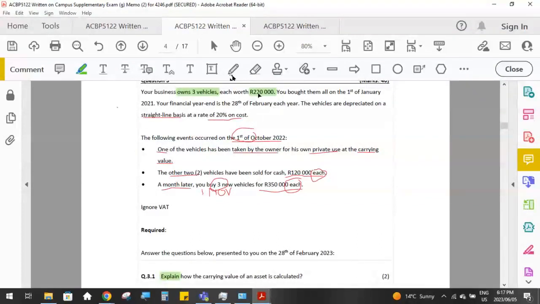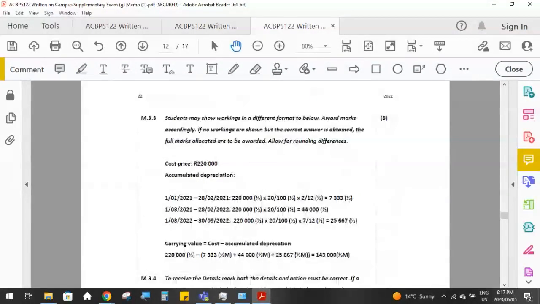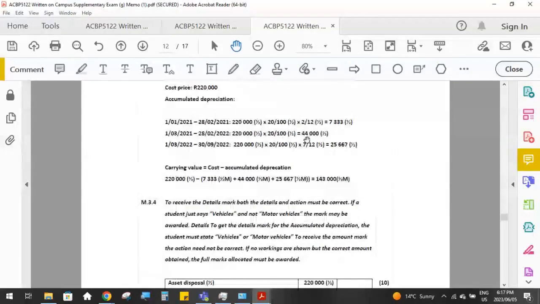We paid 220 Rand for it, purchased it on the 1st of January 21, and on the 1st of October 22, the owner took it for his own use. So this is 3.3. So students can show workings in a different format, but you must show your workings. Cost price 220. So we have to work out what all the accumulated depreciation is from the time on the 1st of January when we purchased the vehicle up until the 1st of October, i.e. the 30th of September, when the owner took the vehicle.